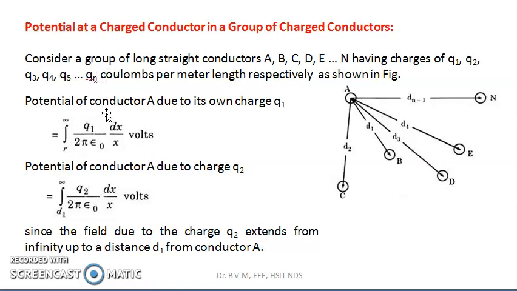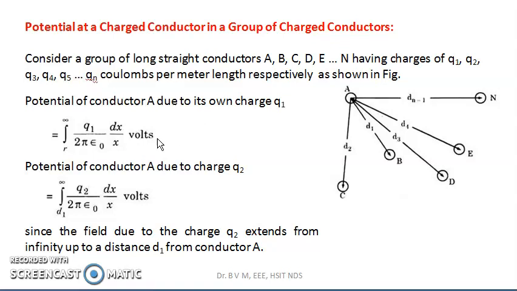Now, the potential of conductor A due to its own charge Q1 is given as follows. All conductors have a radius of r, and the charge field extends up to infinity. So we have to integrate from r to infinity. The charge on conductor A is Q1, so it is the integral of Q1 by 2 pi epsilon naught dx by x volts. This is the potential of conductor A due to its own charge.